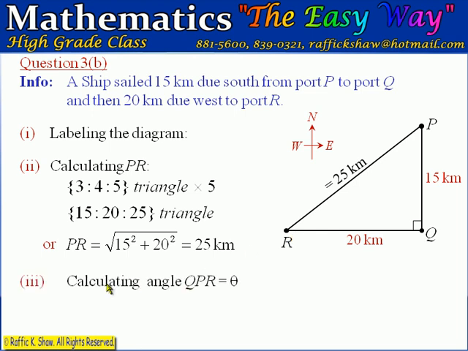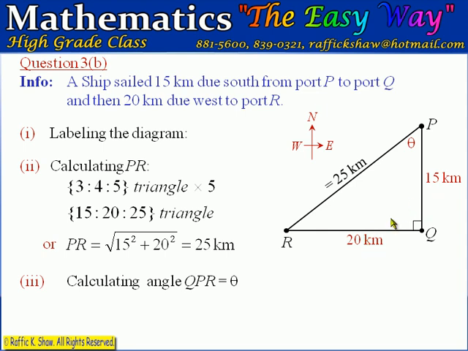Now part 3 is asking us to calculate the angle QPR. So let's call that angle theta and show it on the diagram. And that's it. Angle QPR is the angle theta right here. And so in this triangle, it's a right angle triangle, hence we can use our trig ratios. And because we have all three sides, we can use any of the trig ratios: tangent, sine, or the cosine.